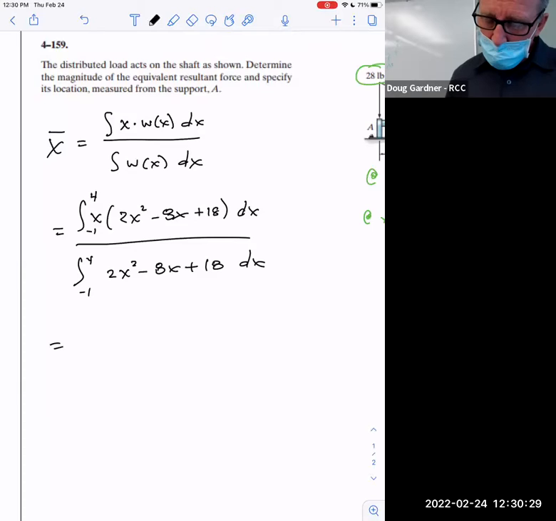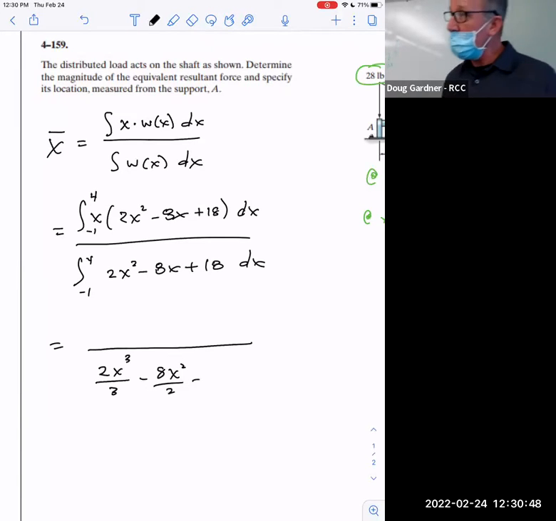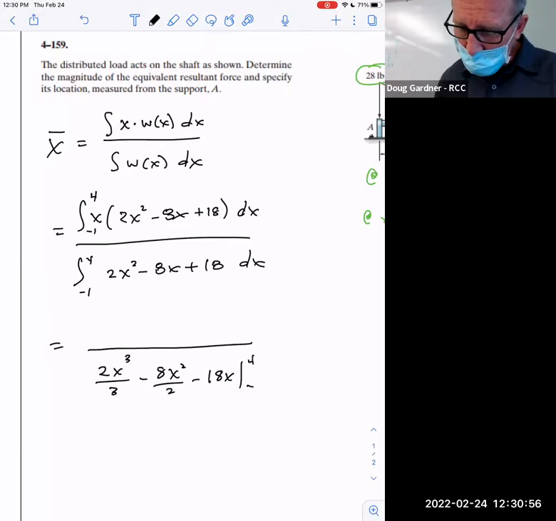So on the bottom then, if I raise the x squared to x cubed and then divide by 3, and if I raise the 8x to 8x squared and then divide by 2, that'd really be 4x squared. And then the last 18, notice, is 18x to the 0 right now. So if you add 1 to that, it'd be 18x to the 1 divided by 1. So I've got to evaluate that at 4 and -1.